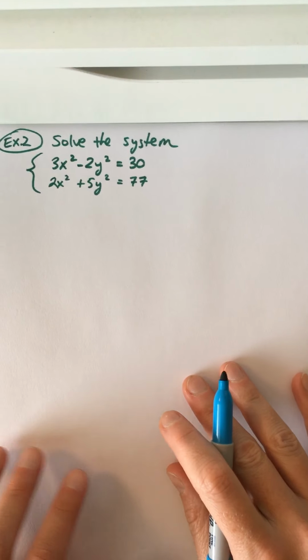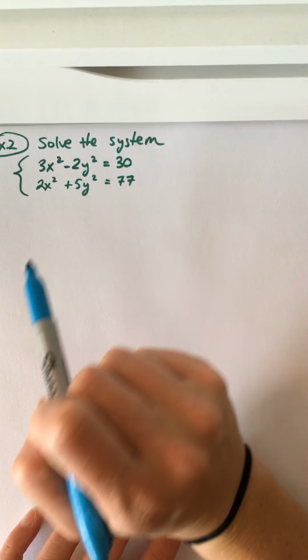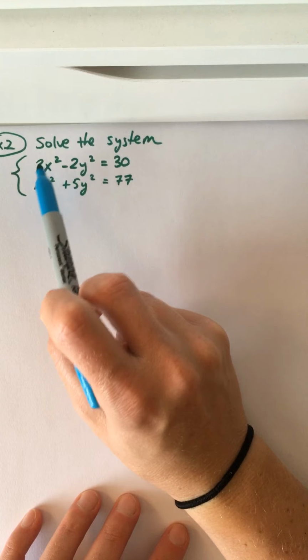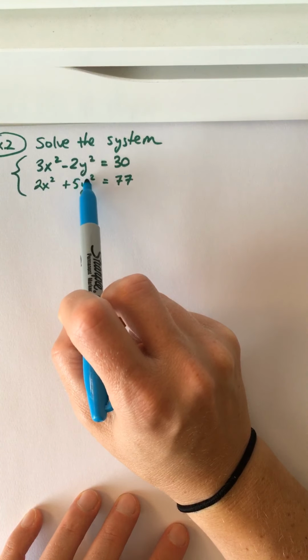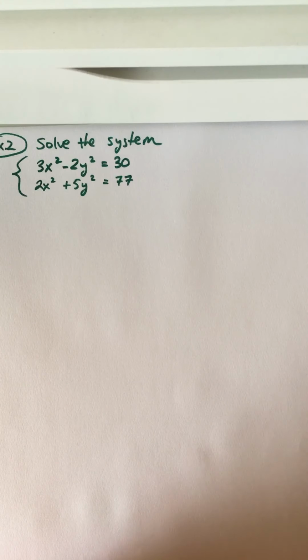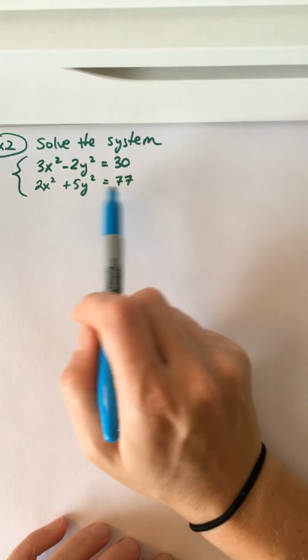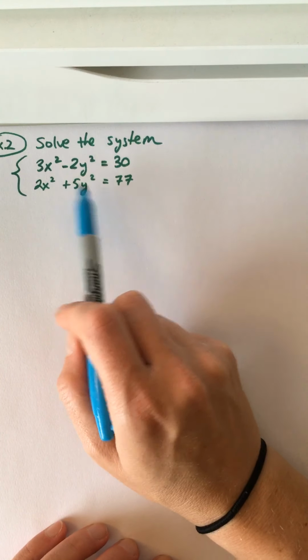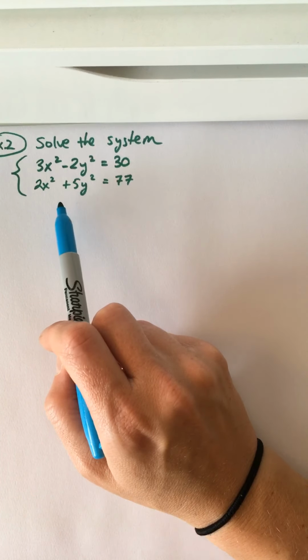Let's take a look at this example. We're asked to solve the system. And if we think about what types of conic sections these are, well, we have a 3x squared and a -2y squared. Because they're opposite signs, I know that this is a hyperbola. This equation, because we have an x squared and a y squared, they have the same sign, but they're different numbers. I know this is going to be an ellipse.